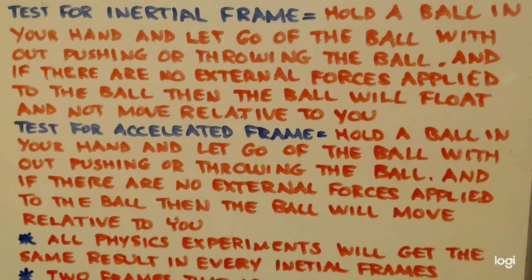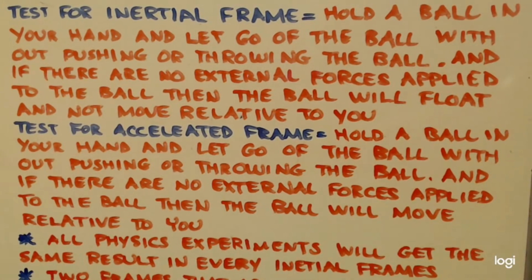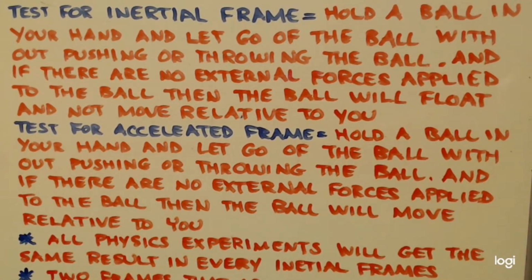That's the test. If you want to test for an accelerated frame, what does it mean to be in an accelerated frame? That means you're not at a constant velocity. You're accelerating in some way. So how do you test for it? Same test. Hold a ball in your hand and let go of the ball without pushing or throwing the ball. And if there are no external forces applied to the ball, meaning you're not going to smack the ball after you let go of it, then the ball will move relative to you.